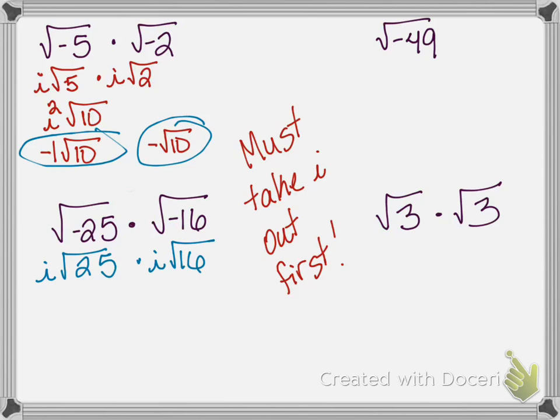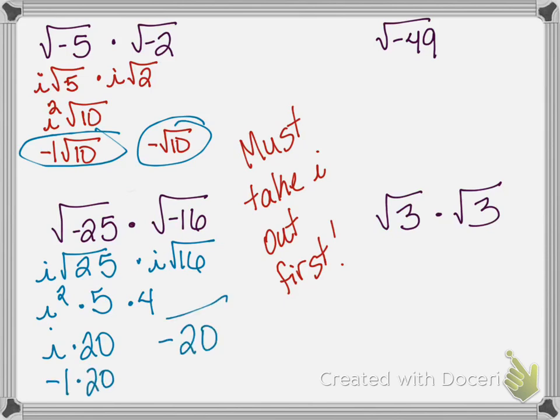Now, you could do this one of two ways. I'm going to go ahead and do my i times my i, because that's i squared. Can I take the square root of 25? What is it? Good. Can I take the square root of 16? Okay, so I get i squared times 20. What's i squared? Good, so I have -1 times 20. So my final answer here is -20.